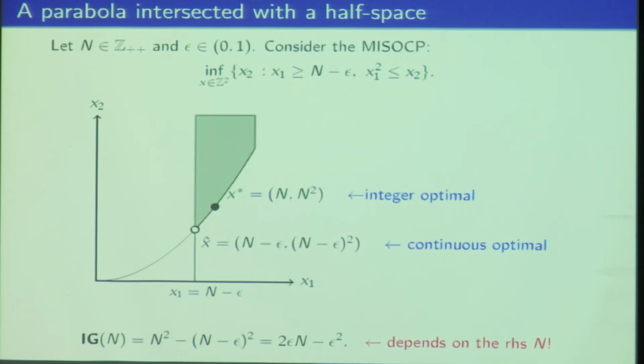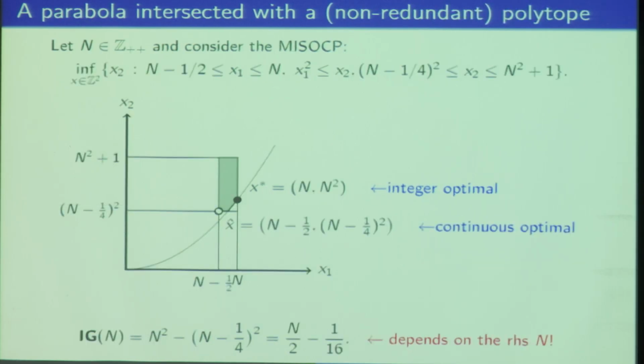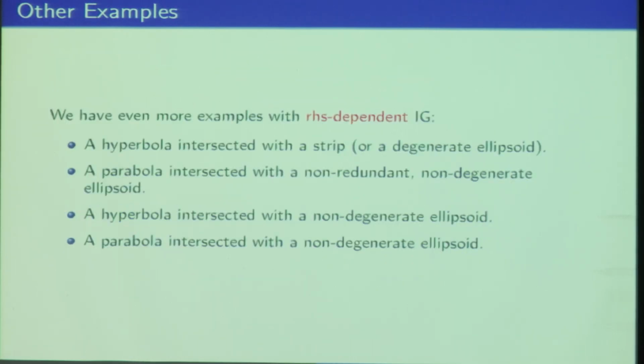So you may think that, well, maybe the unboundedness is the problem. Not really. In this example, I have an ellipsoid intersected with a half space. Similar story. So the integrality gap becomes something like square root of n in this case, where n shows the radius of the circle here. We have many more examples, so I will not go over each and every one of them, and even more. So apparently, if you have 2 constraints, things go south, right?